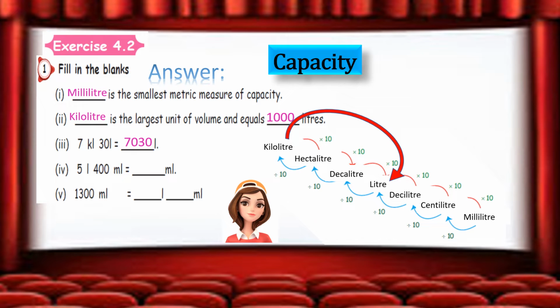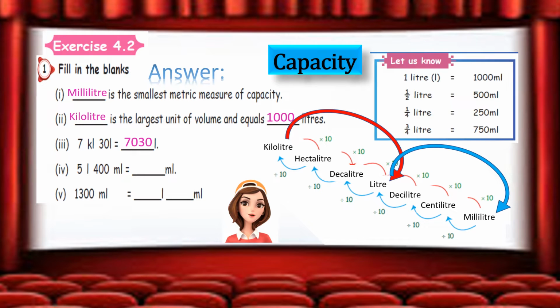Fourth one, 5 liter 400 ml is equal to dash ml. So what have they said here, we need to convert to milliliter. Liter to milliliter. So from liter to milliliter, see once again we need to multiply with 3 times 10s only. That is 1000. So if you add here, it is 5400 only. So this we have learnt in the let us know portions also. There, look at the first topic, 1 liter equal to 1000 ml. We have learnt that also. So it is the same procedure. If you add these two, 5400 ml is the correct answer here.